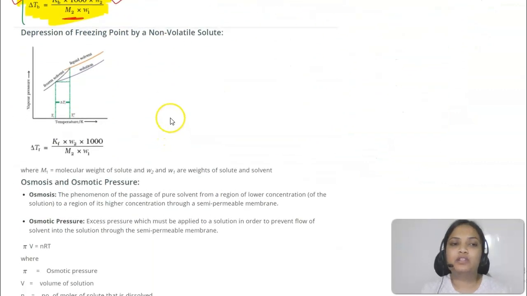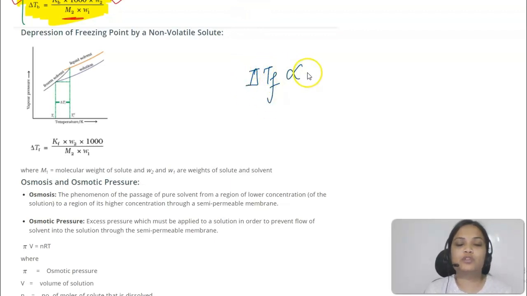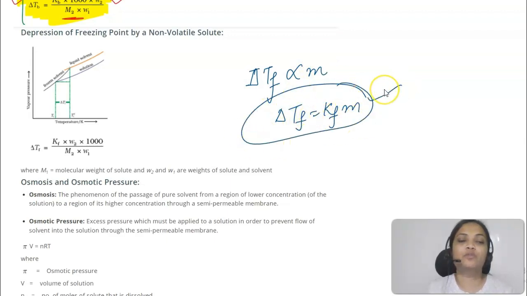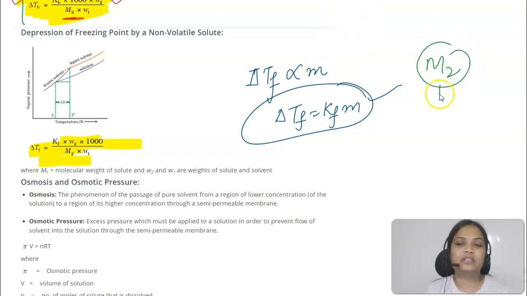Same goes with depression in freezing point. So depression in freezing point के case में भी जो delta TF है, that will be proportional to the molality. So delta TF is equal to KF into m. Now this KF is going to be your molar depression constant or freezing point depression constant. And the same relation goes here. So students, ये relations use करके we can find out easily the value of M2, means the molar mass of your solute.